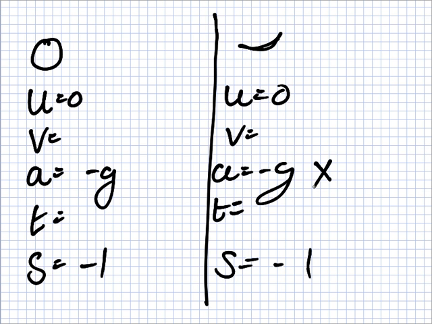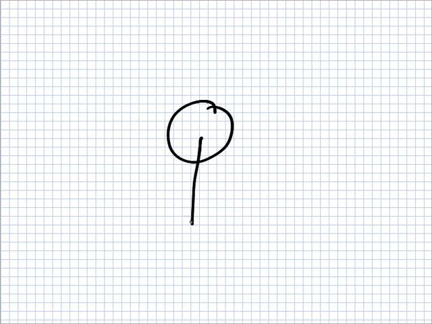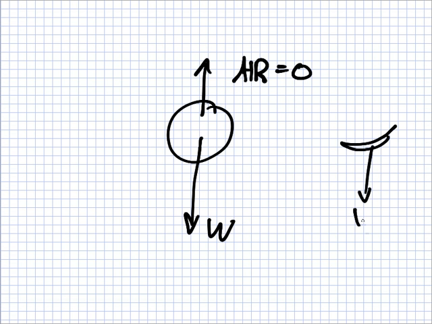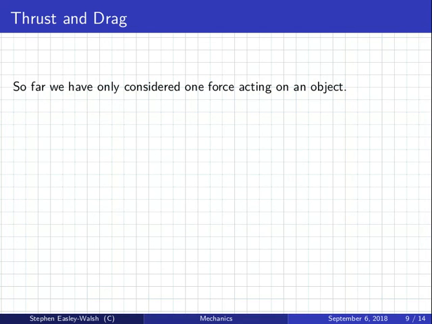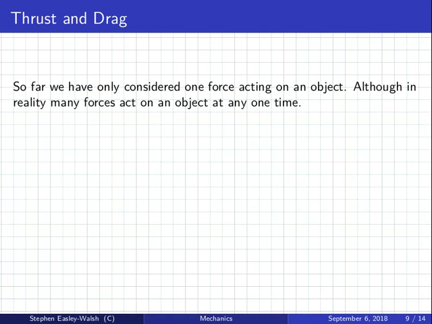The reason for that is, in real life, there are actually 2 forces: the weight and one going up from the air. But for the ball, this is about zero. We only really care about it when it's something small. Then we can say it's not really zero. So we've only considered 1 force, which is the weight. But in real life, there are many forces, like you said, the air.